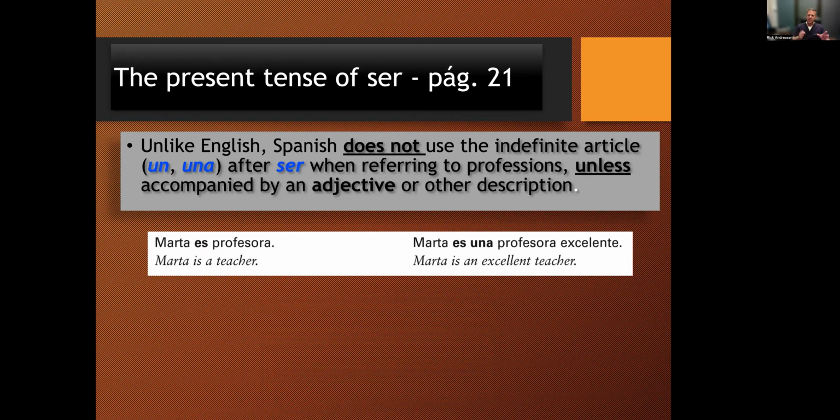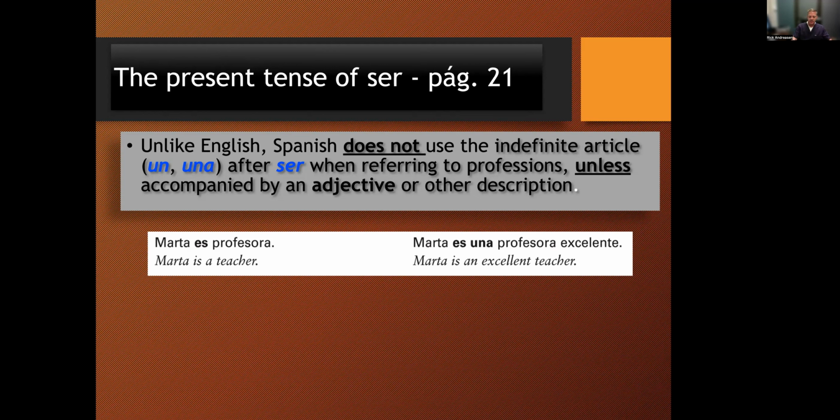So really, in the first one, we're saying what her job is, what her profession is. In the second one, now we're qualifying. We're not even really saying that she's a professor. We're saying she's an excellent professor. And so because there's an adjective involved in that sentence, it requires that article. Okay? That makes sense.